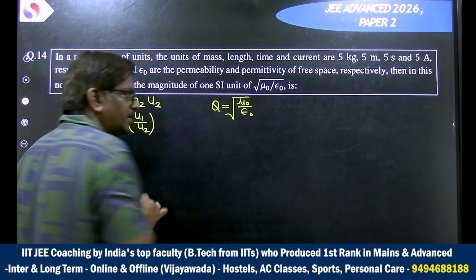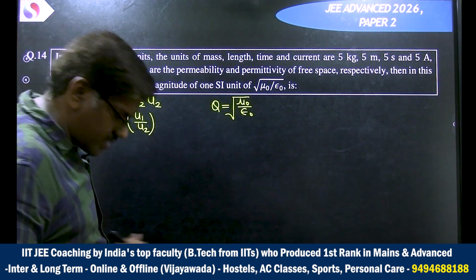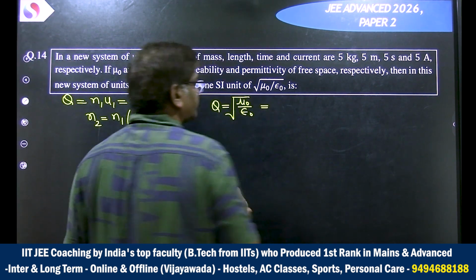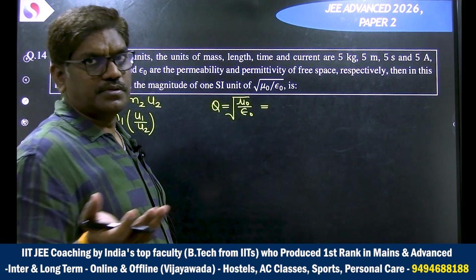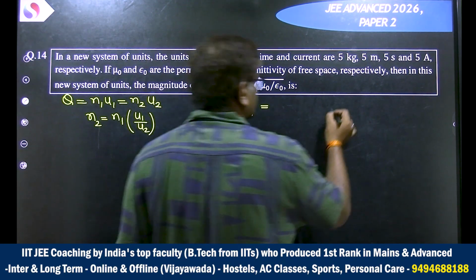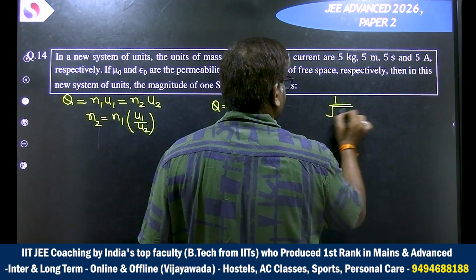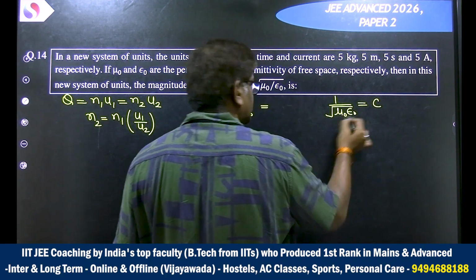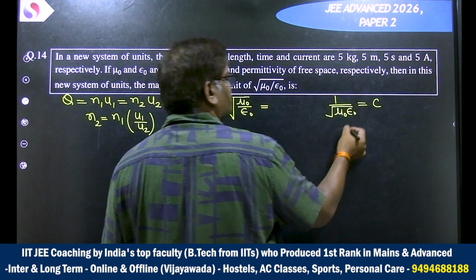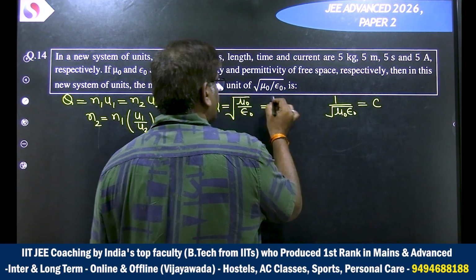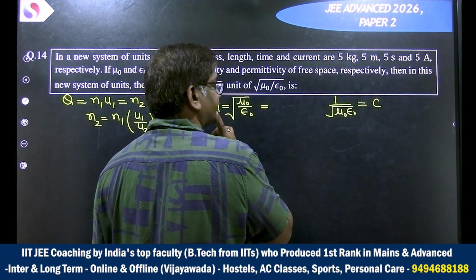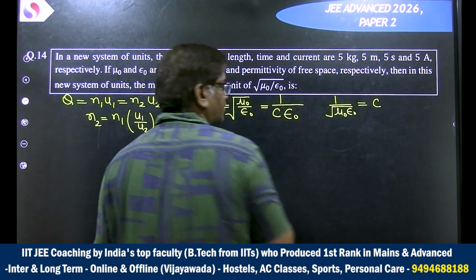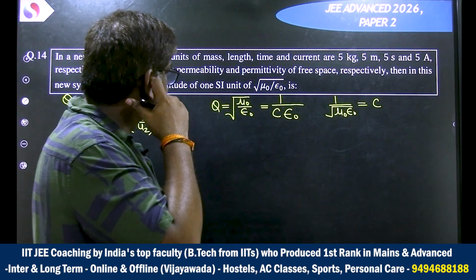I'm interested in the dimension formula of this, which you can write down in many ways, whichever relation you want to use. Suppose I say 1 upon under root of mu naught epsilon naught, that value will be C. So if I want to replace this root mu naught, I can replace it by 1 upon C into epsilon naught.